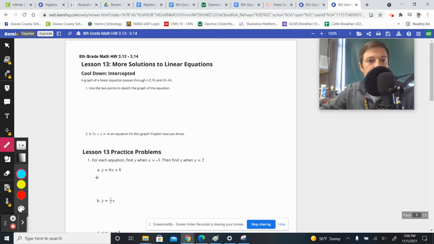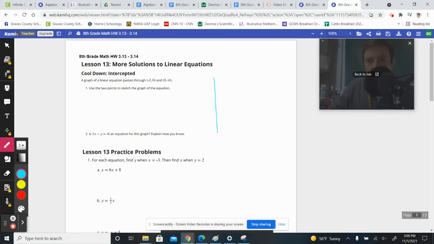We're looking at graphing linear equations, and I'm giving you 2 points that this particular line is graphed through, and you have to sketch it. So we have to use these 2 points that are given to sketch what the graph of the equation would look like. So I'm going to do that over here to the side.